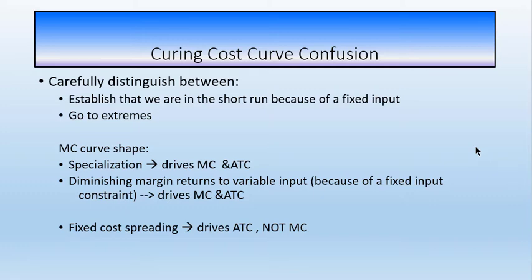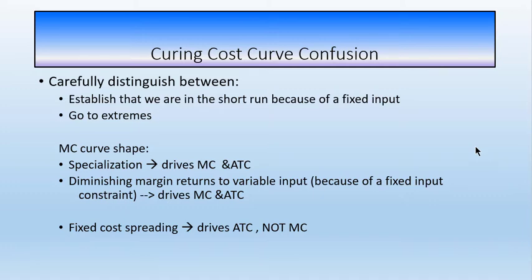So when we get done, we'll conclude that the marginal cost curve has its shape, and the example I'm using is the Nike swoosh shape. It comes about through specialization. That specialization will drive the marginal cost curve. It drives the average total cost curve.